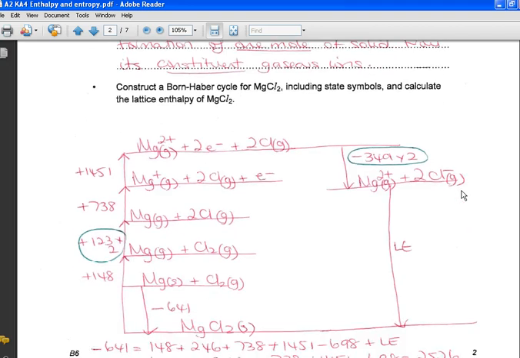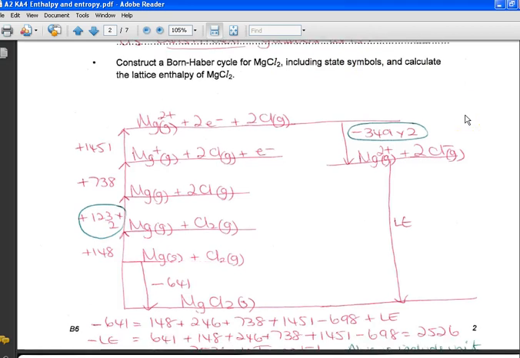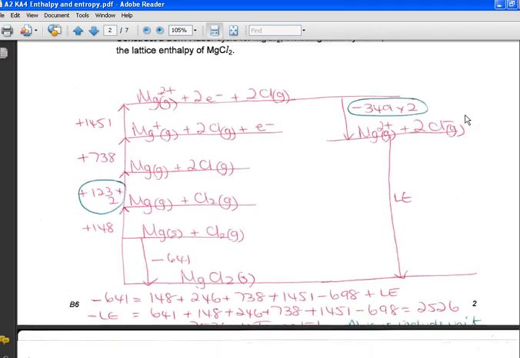This part of the question, construct a Born-Haber cycle. So you have to have the Born-Haber cycle. A couple of you just did a calculation, but it specifically says construct the cycle, so you can't get marks if you don't do that. Including state symbols, which you should always include on a Born-Haber cycle, and then calculate the lattice enthalpy of magnesium chloride. So we, oh dear, it's not quite come out at the bottom of the page there.